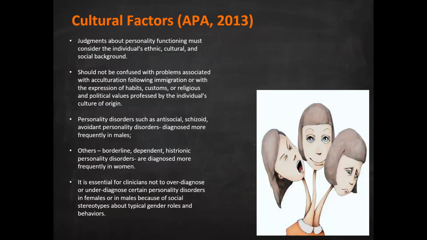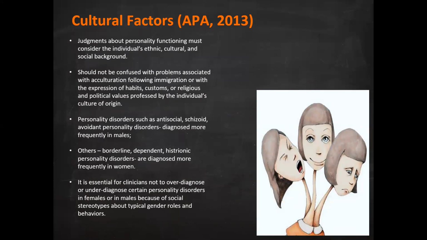According to DSM-5, judgments about personality functioning must consider the individual's ethnic, cultural, and social background. It should not be confused with problems associated with acculturation from immigration or with the expression of habits, customs, or religious and political values professed by the individual's culture of origin.